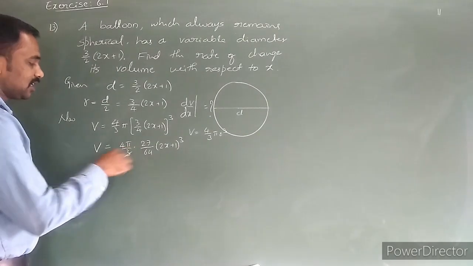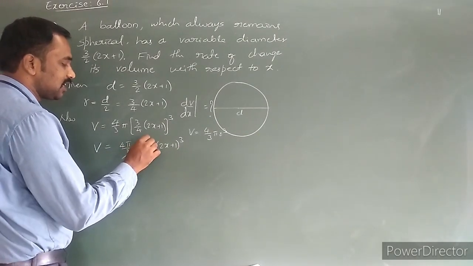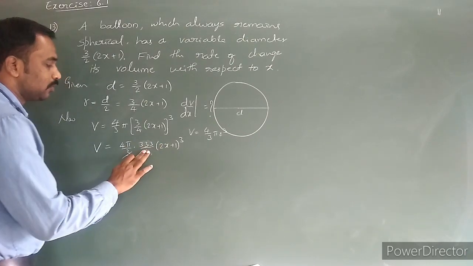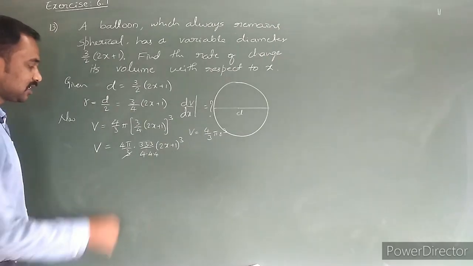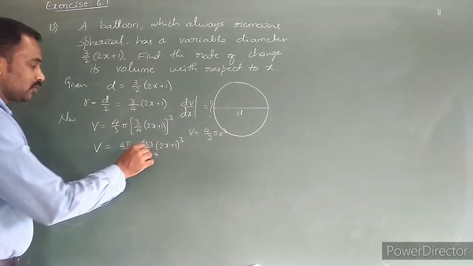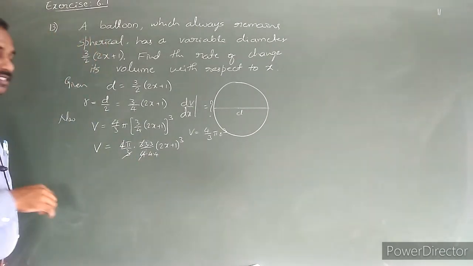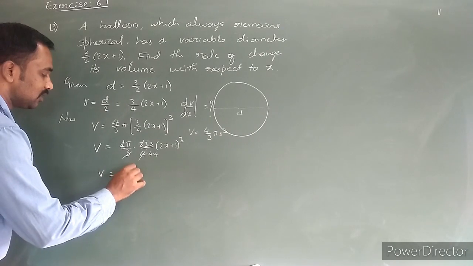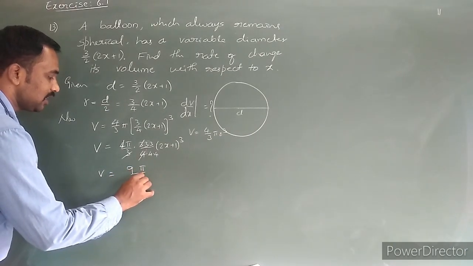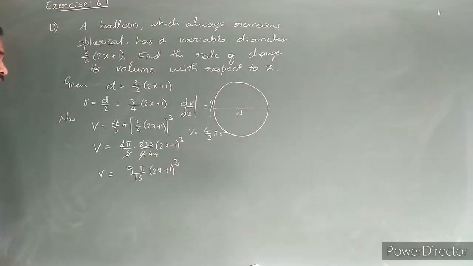So simplify. Here 3 cube is 27, instead of writing this, I just write 3 into 3 into 3. 4 cube, instead of writing, 4 into 4 into 4. None of them are the same. The 1 after 3 gets cancelled, the 1 after 4 gets cancelled. 3 3s are 9, 4 4s are 16. 9 divided by 16 we will get. So volume is equal to 9 pi divided by 16 into (2x plus 1) whole cube.